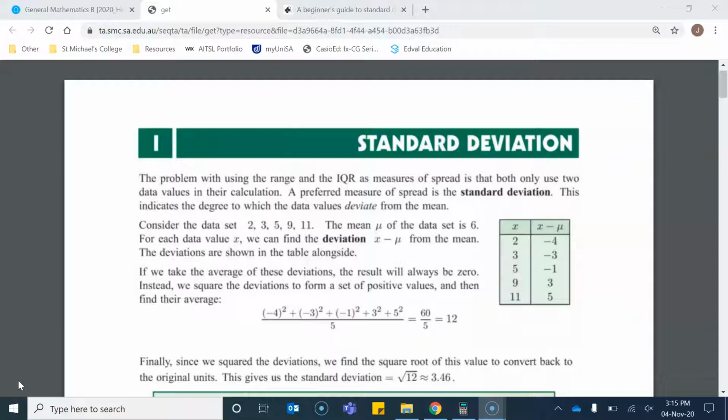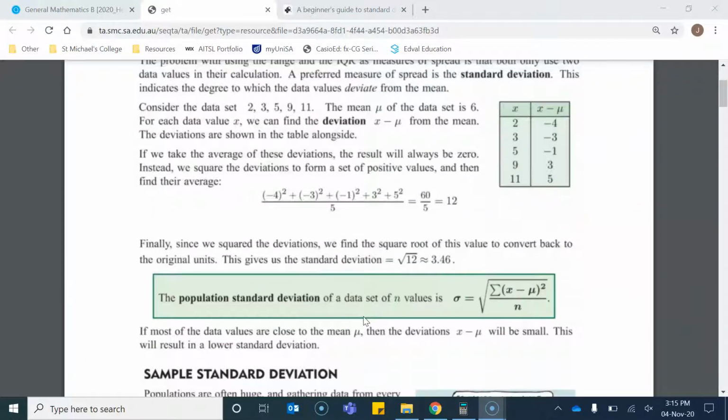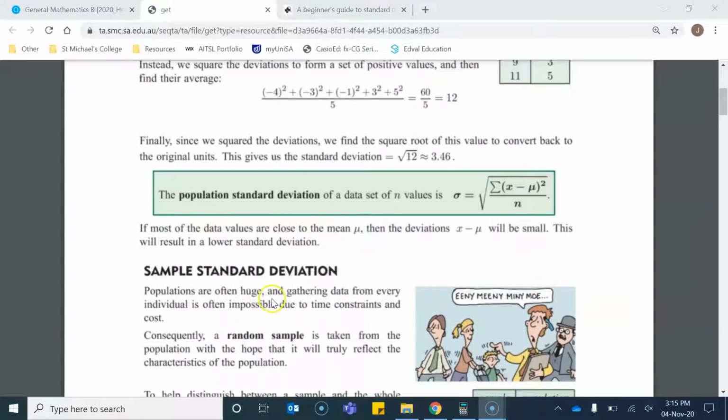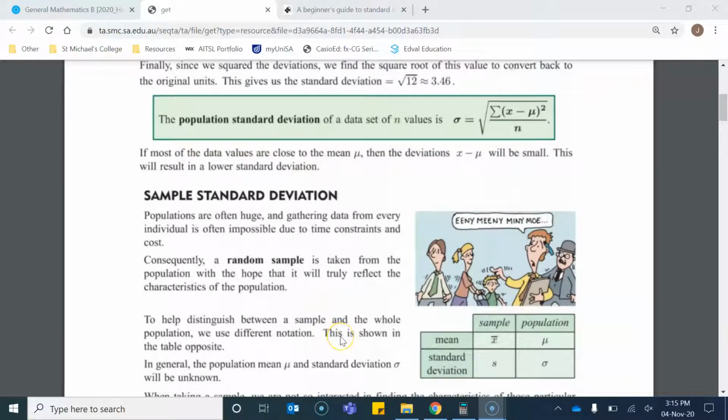So often a better way to describe the spread of data is using a standard deviation, because it uses all the data points to describe the spread. So there's 2 types of standard deviation we could be looking at. We could be looking at the population standard deviation, or the type of standard deviation which is more practical, using a sample standard deviation.